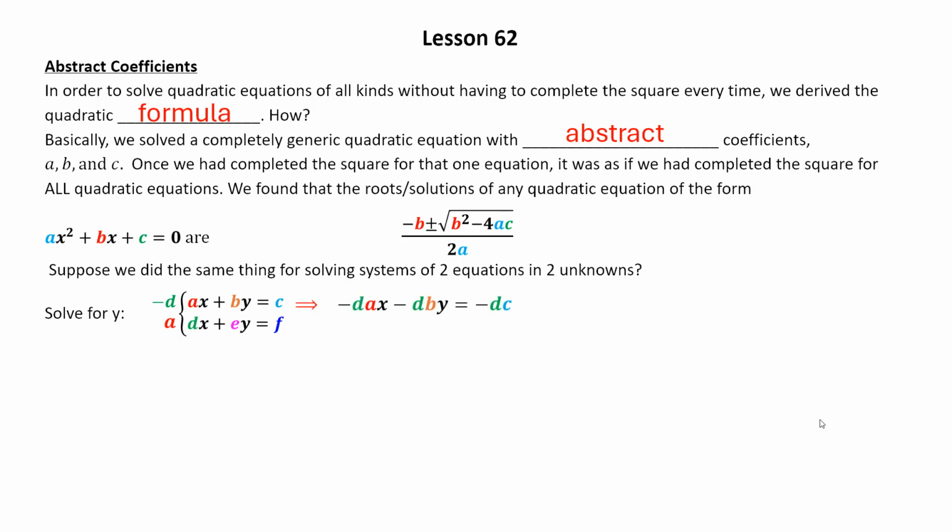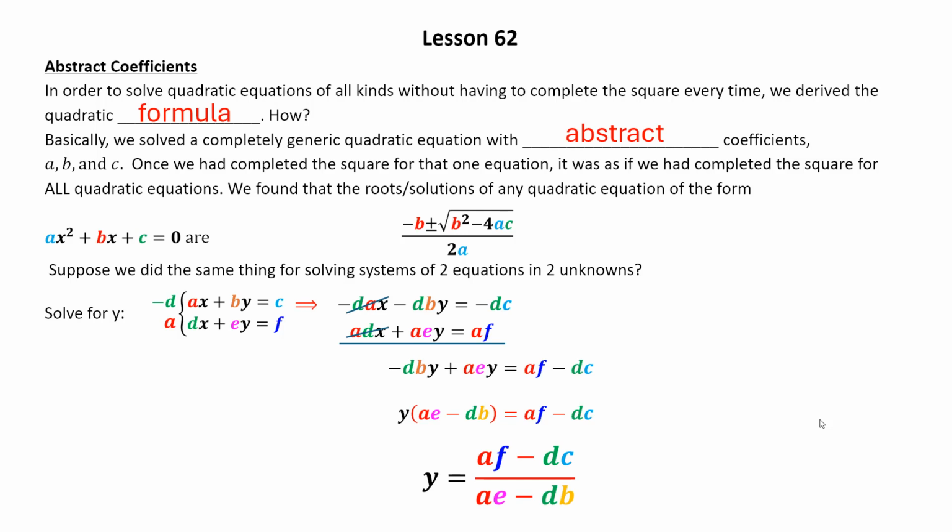So for the first equation, we've got negative dax minus dby equals negative dc, and in the second equation, we would have adx plus aey equals af. So if we add those two equations together, the x's are going to cancel, and we'd end up with negative dby plus aey, and that would equal af minus dc. And then if we factor out the y on the left side, we can solve for y and get y by itself, and it would be af minus dc over ae minus db. So that would be the formula to find y in this system of two equations and two unknowns.